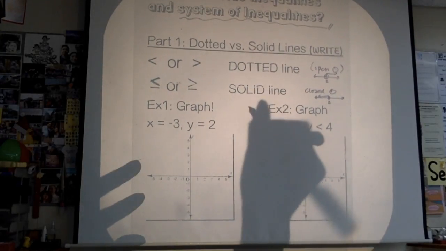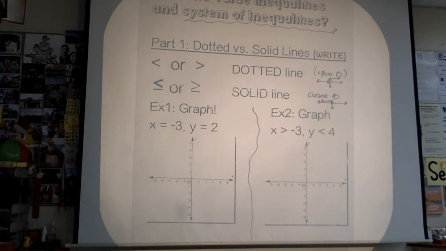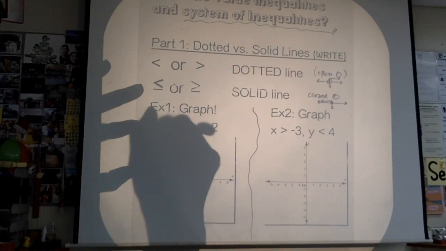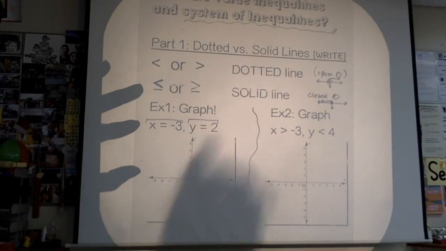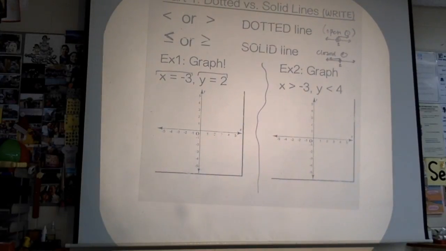All right, so let's just try these 2 examples. Example 1 is graph. Now, we don't just have 1 to graph, we have 2. And just keep in mind that x equals -3 and y equals 2, what kind of lines you should expect from them. And these aren't inequalities, these are equalities. So let's graph them together.